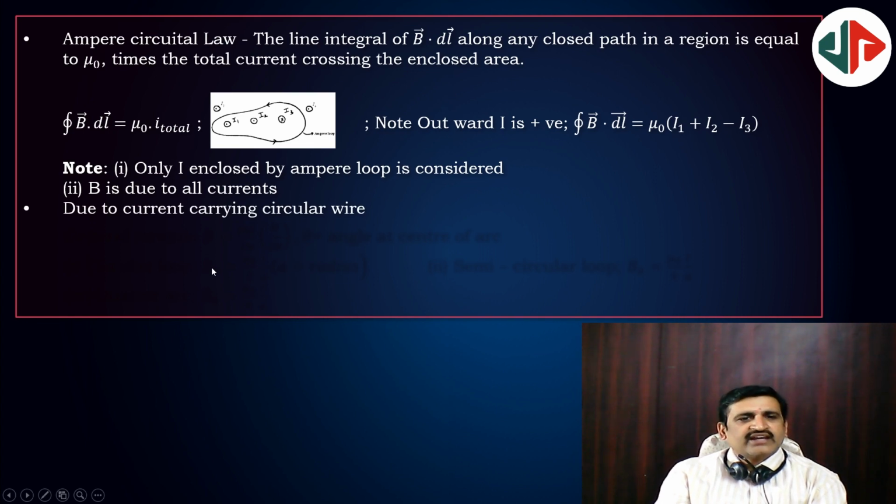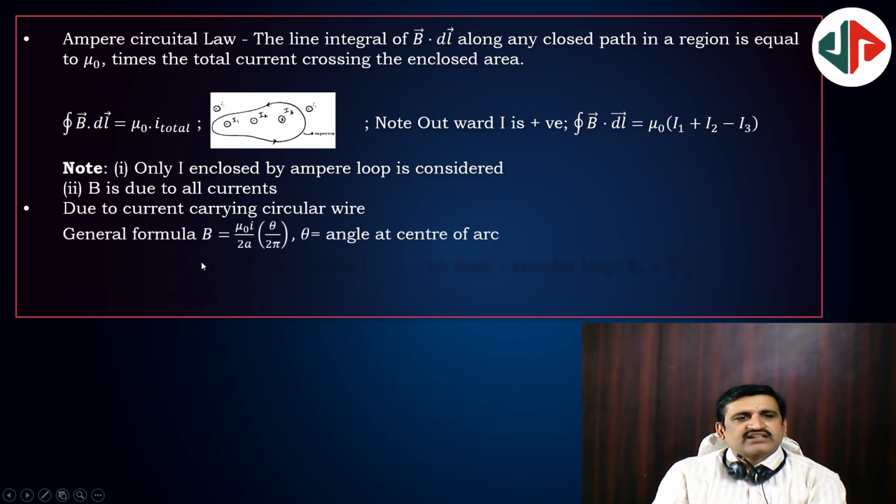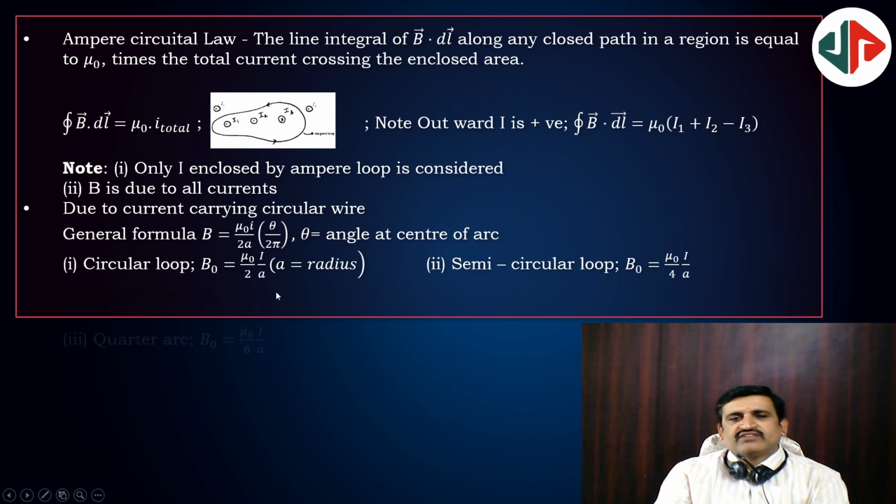For a current carrying circular loop, the general formula is B equal to mu naught I by 2a, into theta by 2 pi, where theta is the arc. For a full circle it is mu naught I by 2a, for a semicircle mu naught I by 4a, and for a quadrant of a circle mu naught I by 8a.